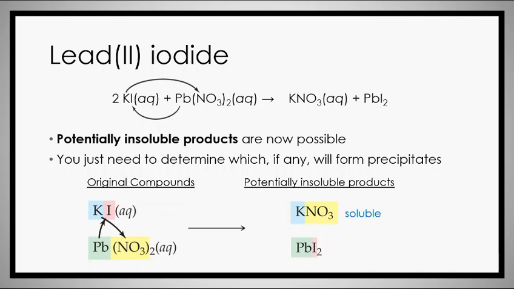And then iodides. And so your lead 2 iodide. Iodine is normally going to be soluble, but lead 2 plus happens to be one of those exceptions. And so your lead 2 iodide is insoluble. And so here you would write out your KNO3 as aqueous, and you would write out your PbI2 as a solid.